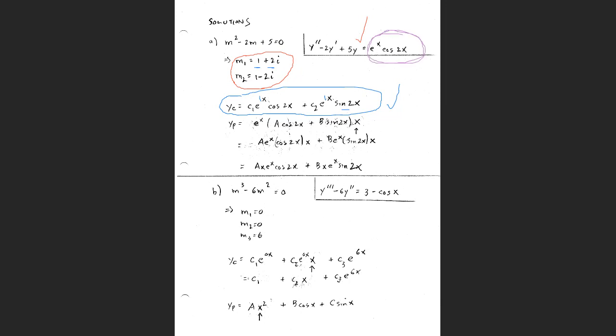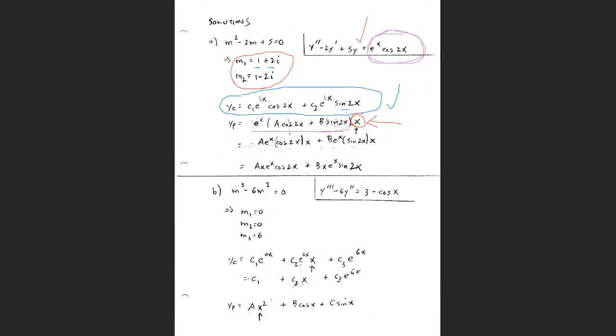So the particular solution we would think would be e to the x times A cosine 2x plus B sine 2x. But look at what we have here. I've inserted an x here. Why? To make it not dependent on the complementary function. That's right, Michael.